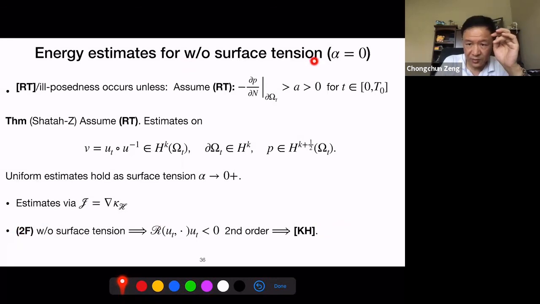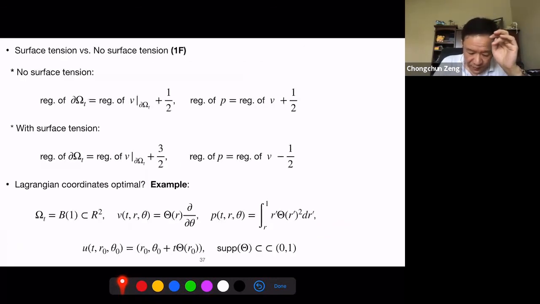Okay, Chongchun, just a couple of minutes. Yeah, sure. So we are very close. Yeah, I'm close to the end actually.